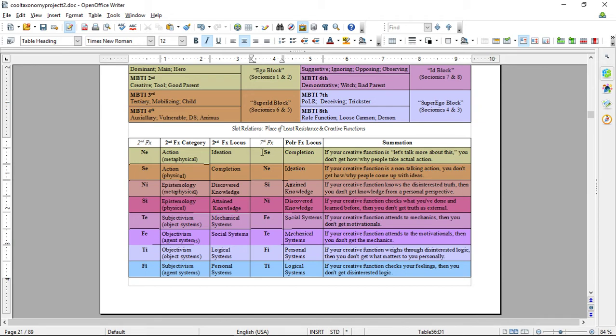It says if your second function is NE, your polar is SE. If your creative function is SE in the second function, it's also an action function, but it's a physical action function, and its locus is completion, whereas NE's was ideation. So the seventh function for an SE tool user is going to be NE ideation. Why? Because if your creative function is a non-talking action, then you don't get how and why people come up with ideas.